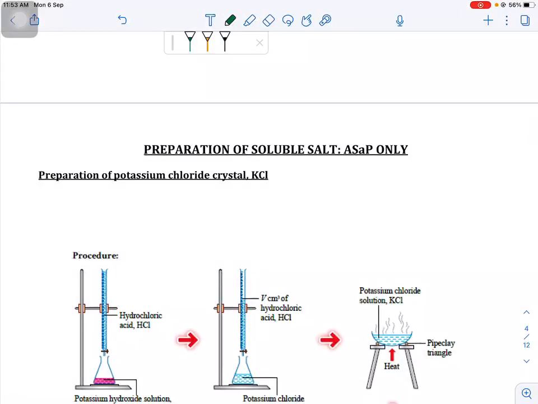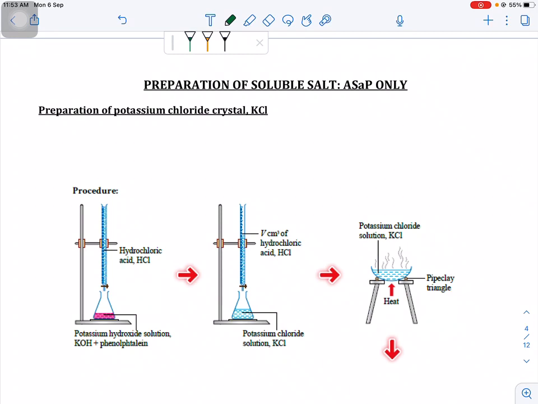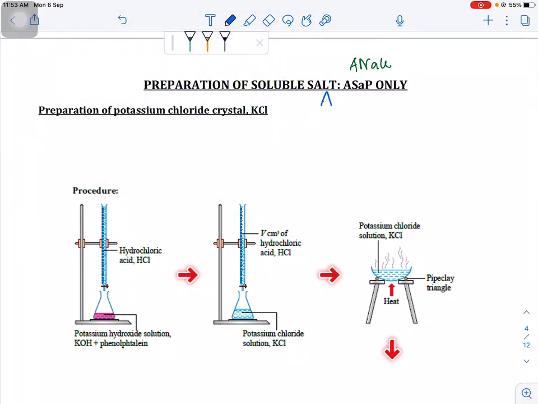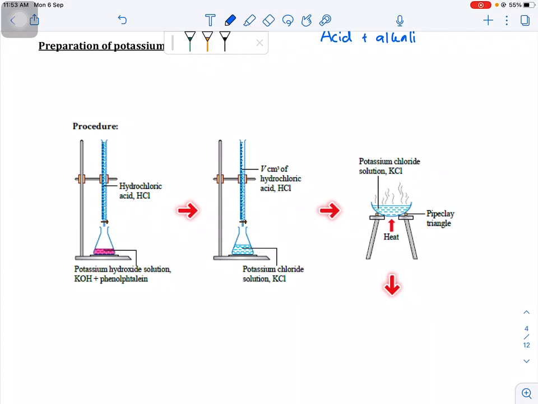Okay. So this is what we can do in our lab. Preparation of soluble salt for the anak. For the anak, we must use the reaction between the acid and the alkali. This is known as the titration method. In the titration method, we will put a certain volume of the alkali, including phenolphthalein as the indicator. And then we will add hydrochloric acid drop by drop until it reaches the end point. The end point occurs when the color of the phenolphthalein changes from pink to colorless. When this happens, you need to stop adding the acid and then look at the volume.